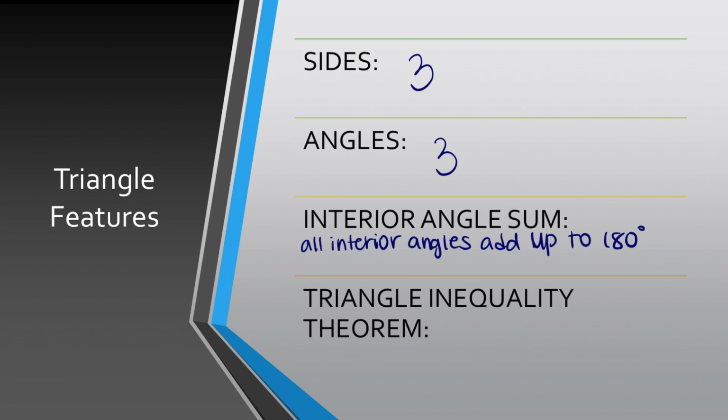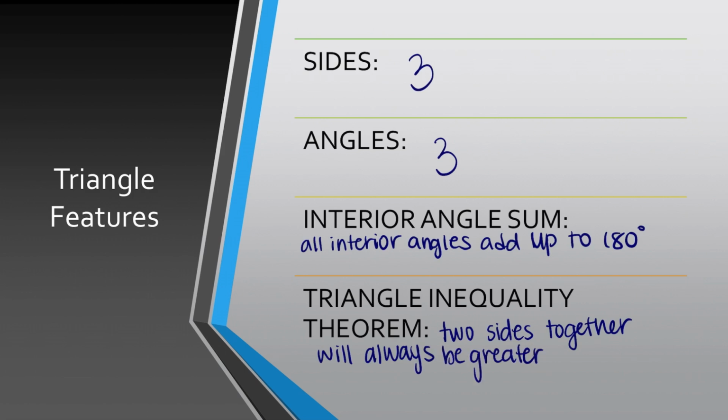And the last one, the triangle inequality theorem, this is the one that I really like. It says that two sides together will always be greater than the third side. And it doesn't matter which two you pick, it will always be the case. If you add two sides together and it's less than the third side, then that triangle is impossible.